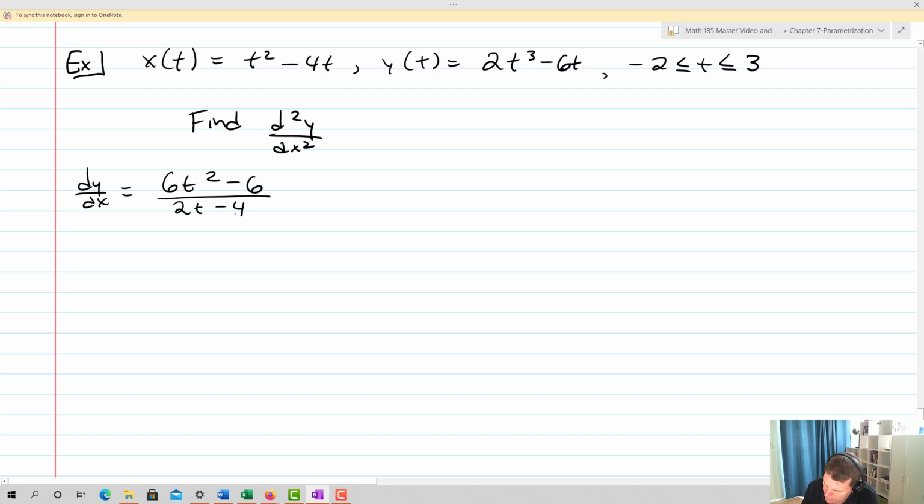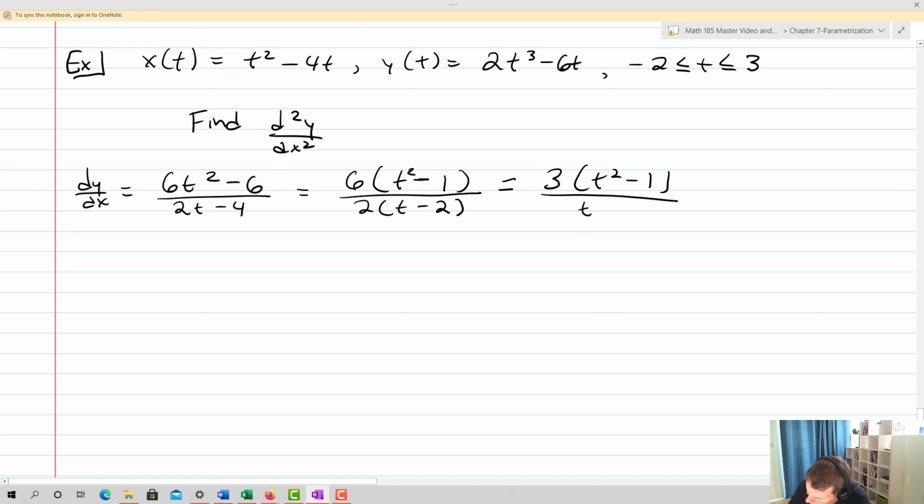Okay? Do a little simplification here. We'll pull out the 6. We get 6 times t squared minus 1, divided by, and this will then be 2 times t minus 2. Well, what we'll notice is that that's basically going to just allow us to rewrite this as 3 times t squared minus 1 over t minus 2. But we can't really actually take this any lower than that. So what we're going to do now is we're going to find d dt of dy dx. Okay? d dt of dy dx.